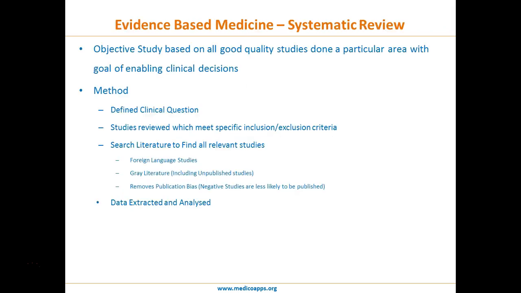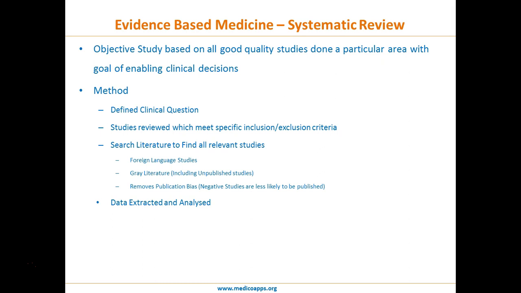And so now, evidence-based medicine, systemic review is the objective study based on all good quality study done in a particular area with goal of enabling clinical decisions. So that is systemic review. Method is, we define a clinical situation, we study reviews with specific inclusion and exclusion criteria, we search literature to find all relevant studies, which includes foreign language study, gray literature, and even unpublished data, and then data from all the various experiments is extracted and analyzed. So this is systemic review.